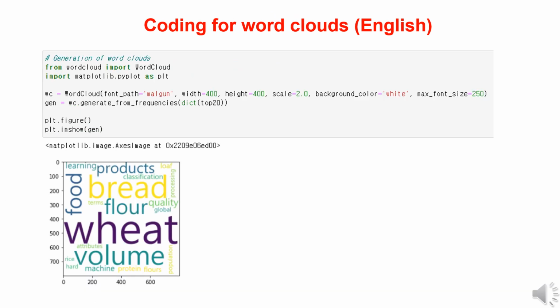Next, we import the word cloud library and the matplotlib library for drawing graphs. After that, we generate a word cloud for the top 20 words stored in the top 20 variable, which we obtained based on their frequency. The word cloud is created like this. So we can observe that words with the highest frequencies, such as wheat, bread, volume, etc., are prominently displayed in the word cloud. Of course, you can adjust these parameters in order to control the size of the word cloud, background color, and font size, etc.